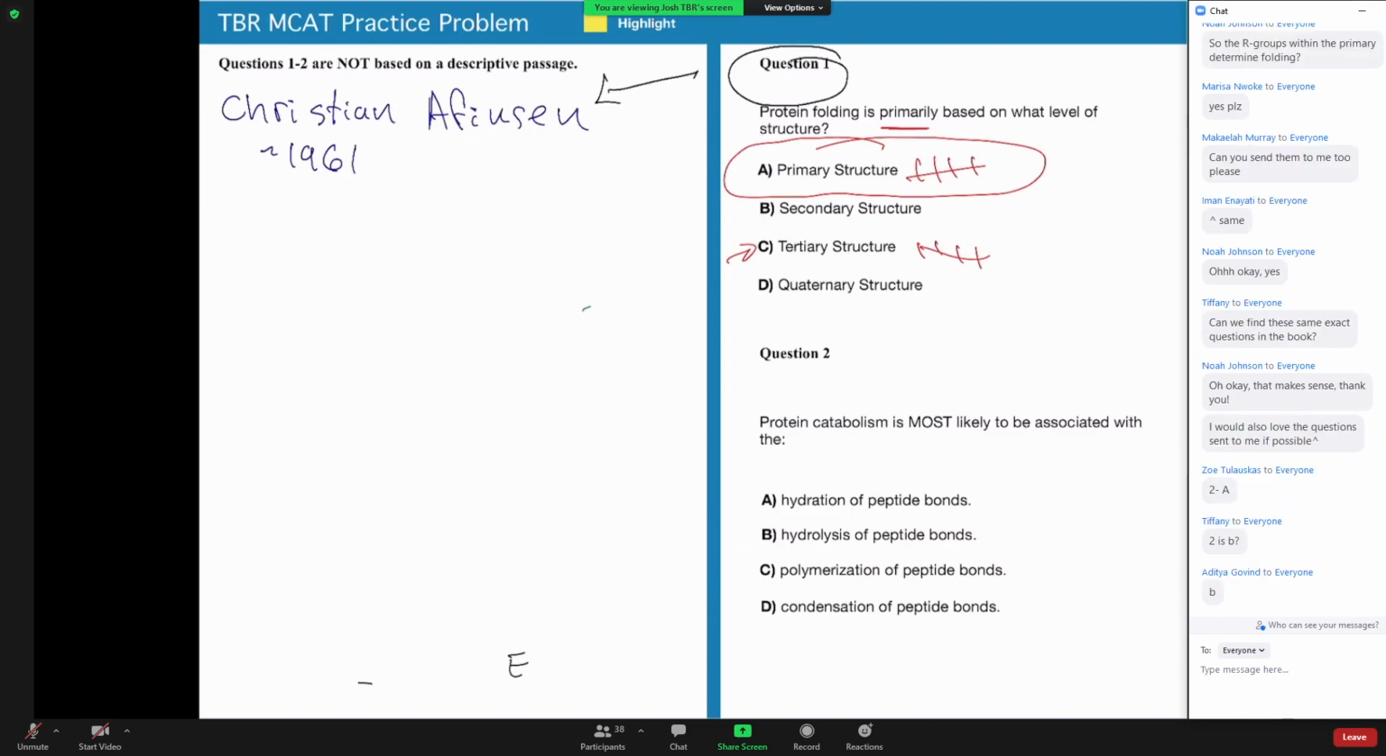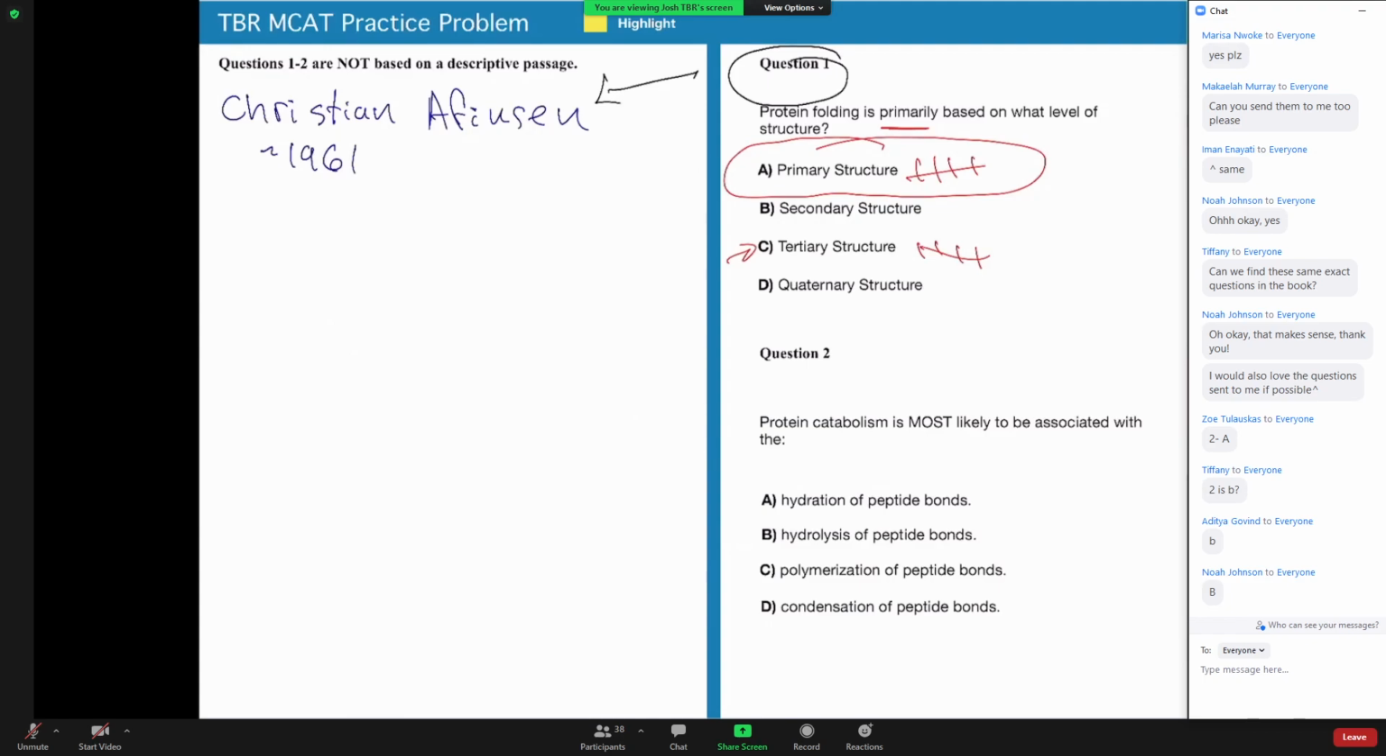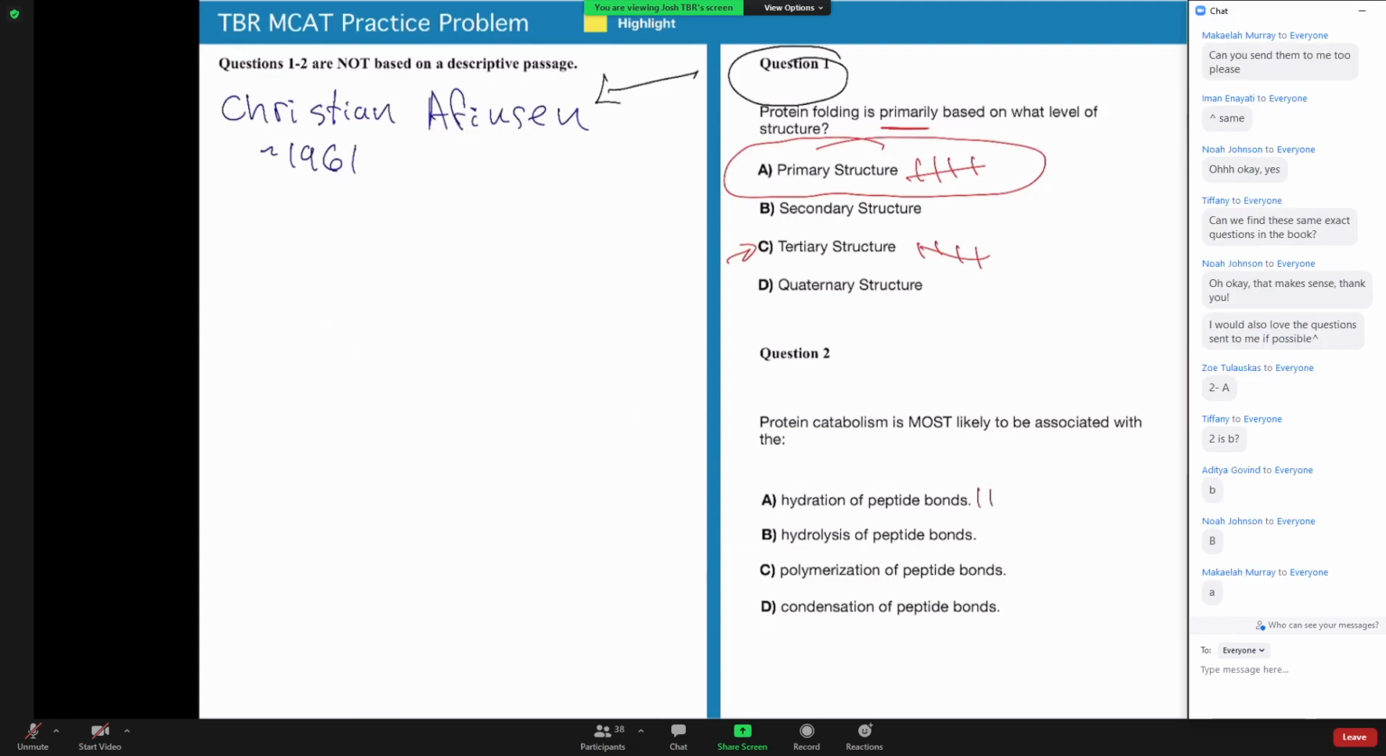So we got a couple for A, and then we got a couple for B. Okay, nothing for the other ones. Good. So the answer is actually B, hydrolysis of peptide bonds. Okay. And so right now, obviously the class split between A and B, right? It's just like, take your best guess, right?